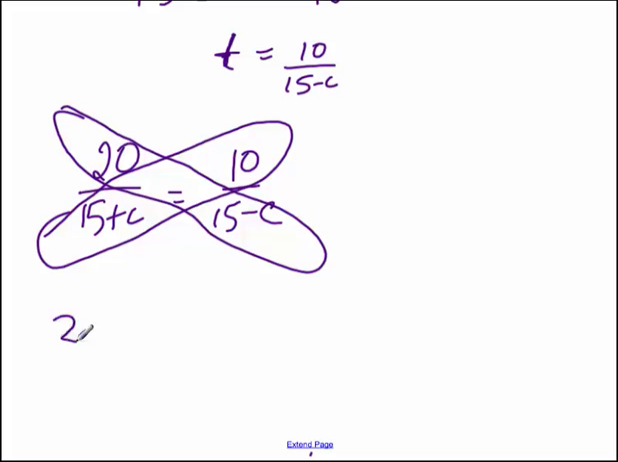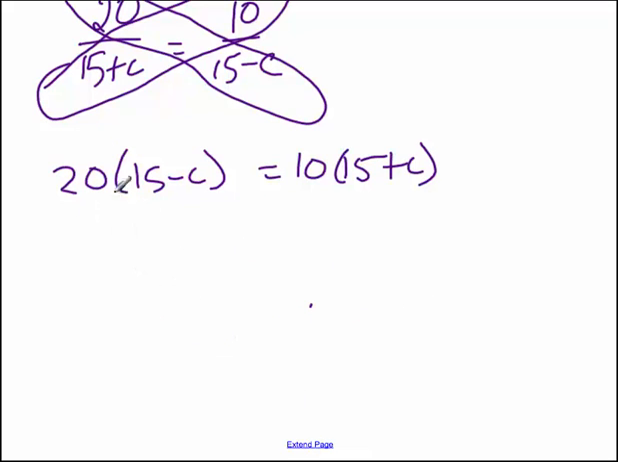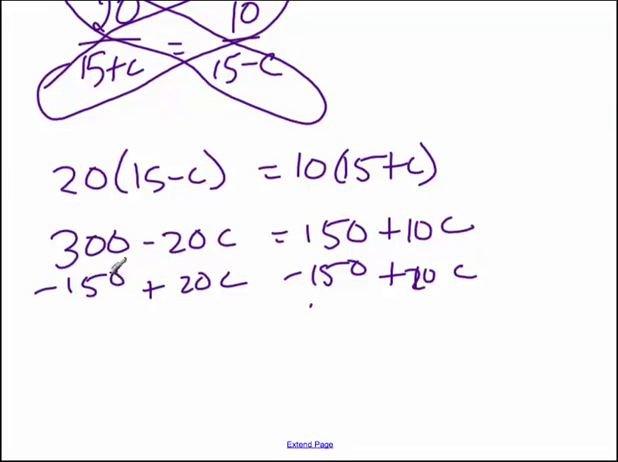Let's just do that. 20 times 15 minus c is equal to 10 times 15 plus c. 20 times 15 is 300, minus 20c, is equal to 150 plus 10c. Let's add 20c to both sides, to keep the variable positive. We'll subtract 150 from both sides.